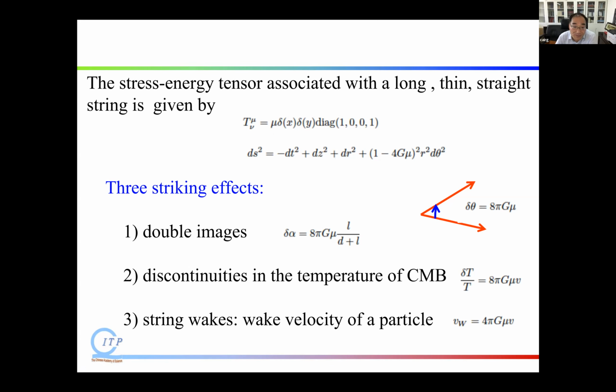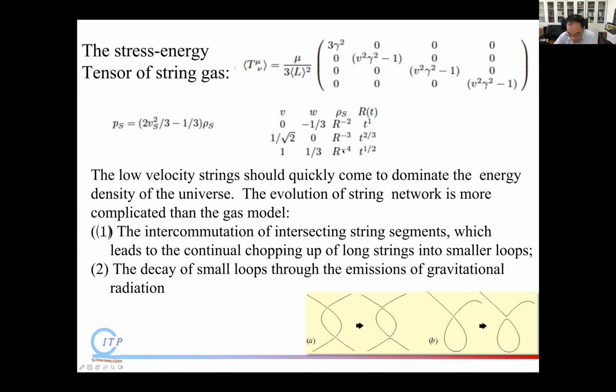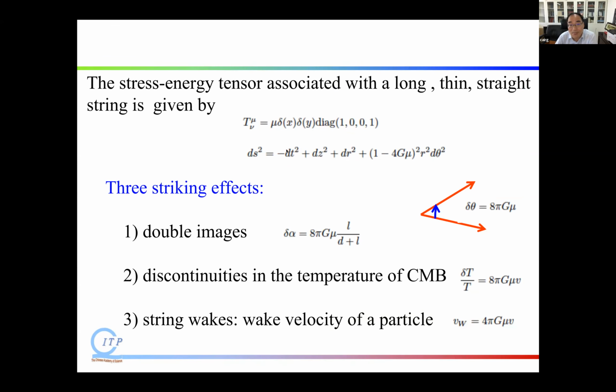Then the geometry of the string is actually locally flat. Globally, there is a deficit angle around the circle theta. And due to this deficit angle, there are three striking effects of the cosmic strings.